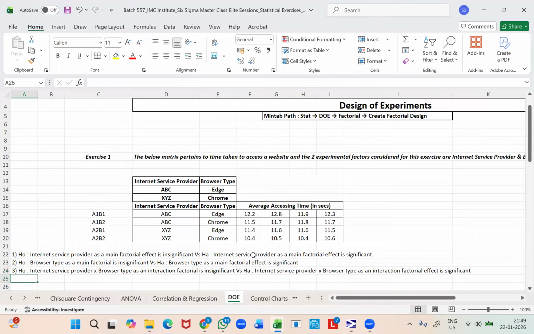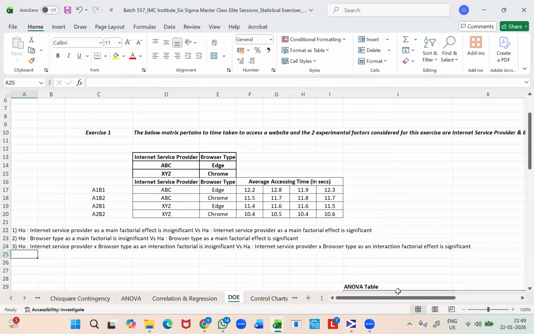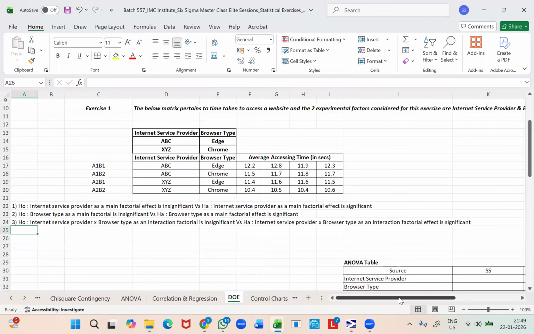right? So you'll not get the exercise as a question in the final assessment, but we need to know how to tackle this case scenario. So these are the three pairs of hypothesis statements I will frame. And now I can perform the analysis.